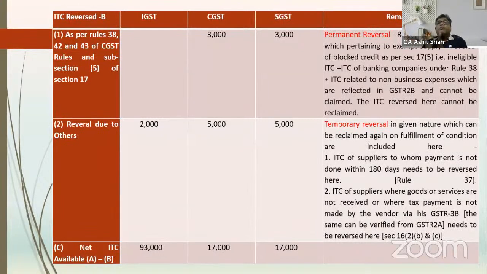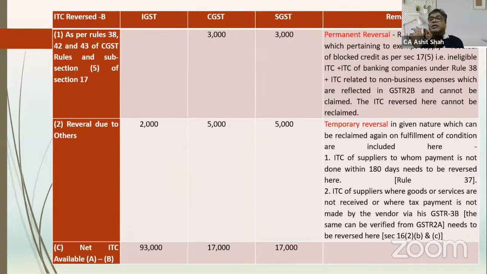So all this kind of permanent reversal has to be shown separately in 4B1, जो अपने को वापस नहीं लेना है. So therefore, as per rules 38, 42 and 43 of the CGST rules and subsection 17(5), यहाँ जो भी हम credit reverse कर रहे हैं, which are permanent in nature, that has to be disclosed over here. Then reversal due to others, इसमें कौन सा reversal आ जाएगा?